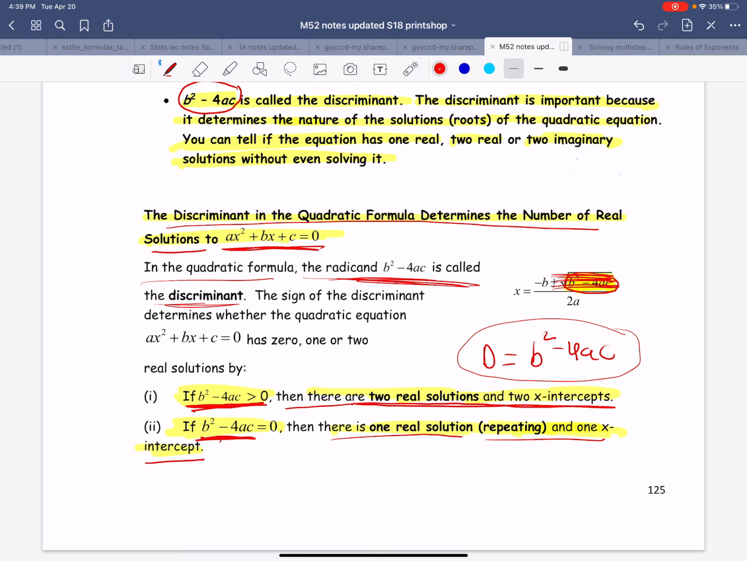Okay, so we will be looking at the discriminant b squared minus 4ac, and sometimes you're not necessarily interested in finding the solutions, but you're interested in knowing what kind of solutions you're going to have. What's the nature of the roots or solutions or zeros?